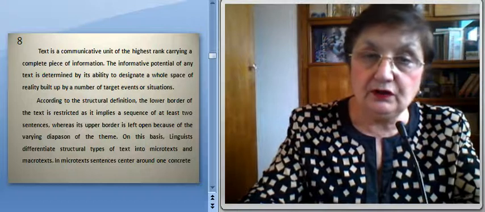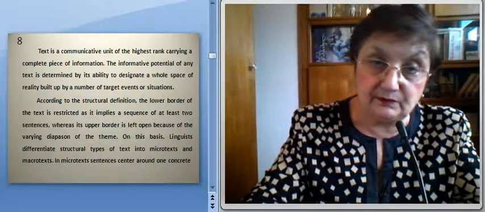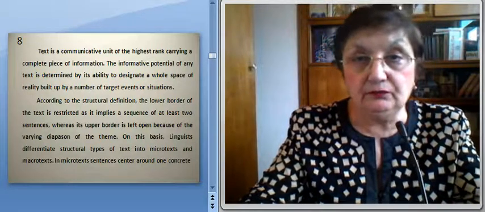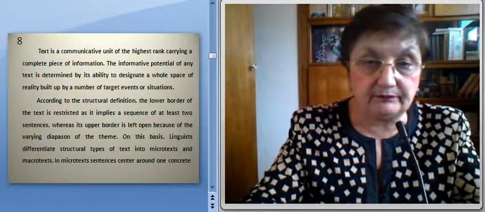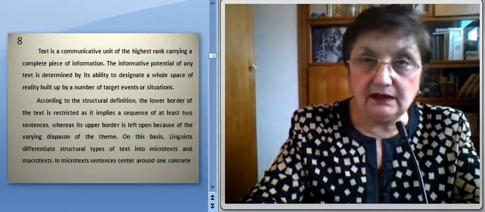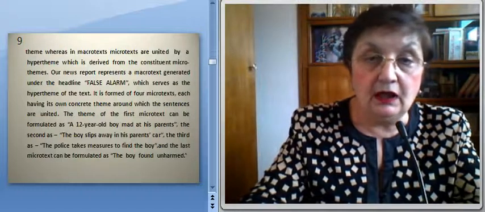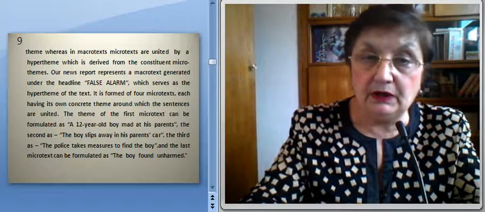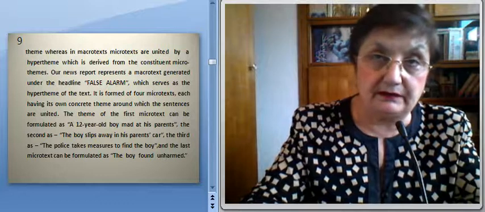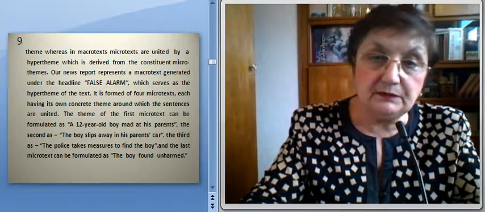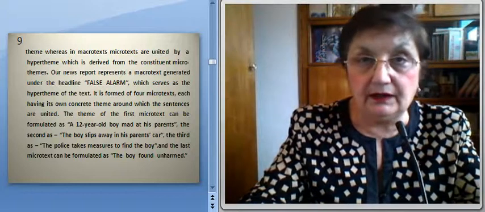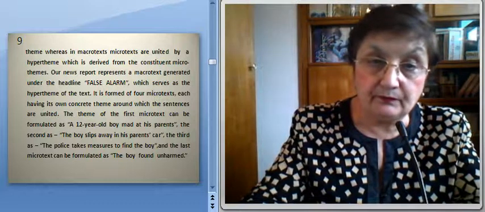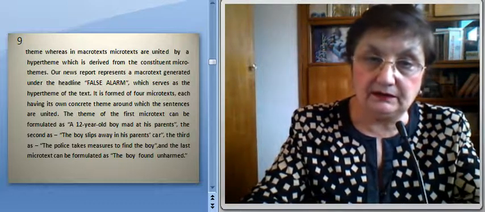On this basis, linguists differentiate structural types of text into microtext and macrotext. In microtext, sentences center around one concrete theme, whereas in macrotext, microtexts are united by a hypertheme, which is derived from the constituent microthemes. Our news report represents a macrotext generated under the headline "False Alarm," which serves as the hypertheme of the text. It is formed of 4 microtexts, each having its own concrete theme around which the sentences are united.